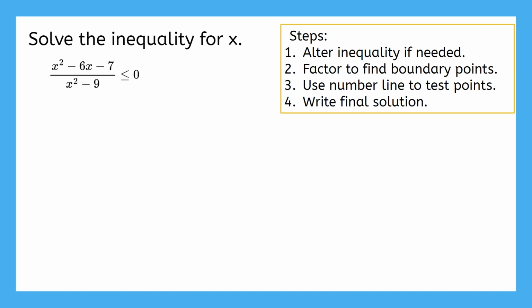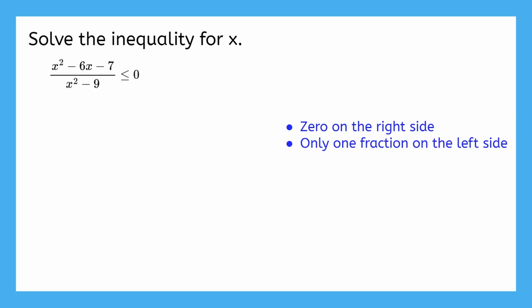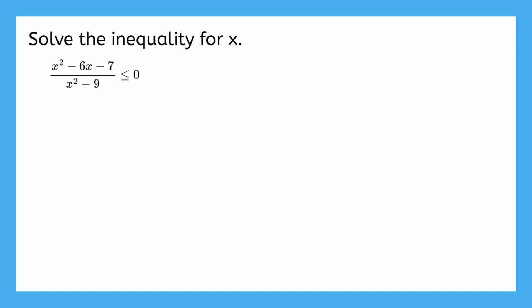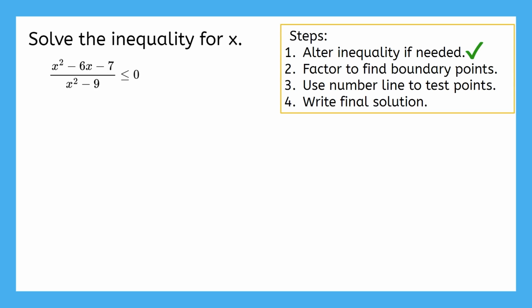Our first step says to alter the inequality if need be. So do we have 0 on the right side of the inequality? Yes. And do we have only one fraction on the left side? Yes, we do. So step 1 has already been done for us. Now we can move on to step 2, which says to factor to find all boundary points. So pause the video here and factor the numerator and the denominator.